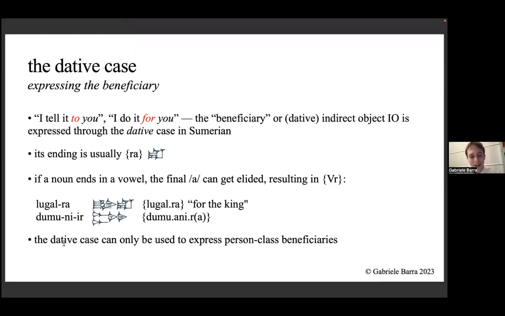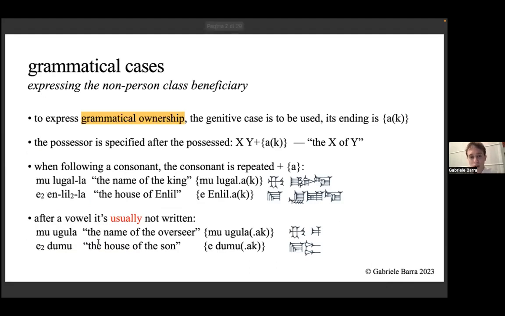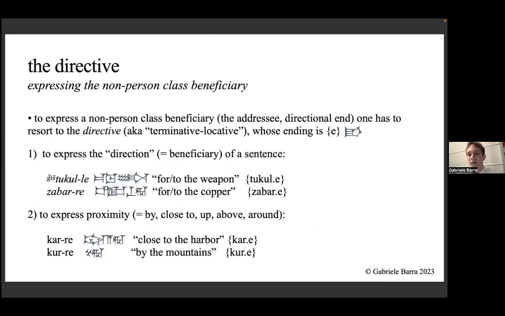All right. So here's the catch, though. You can only use the dative case with person class beneficiaries. So you can say to Aurelio, you can say for his son, you can say for the king, but you cannot say, I don't know, for the house, using the dative. So you cannot use the ra. You have to resort to something else, which is the directive, which is another grammatical case.